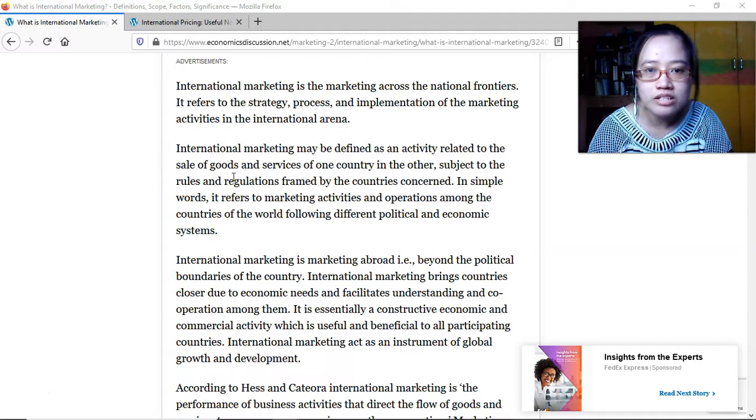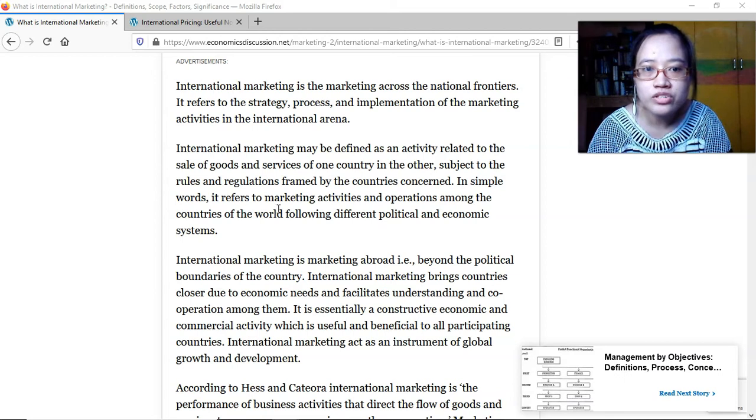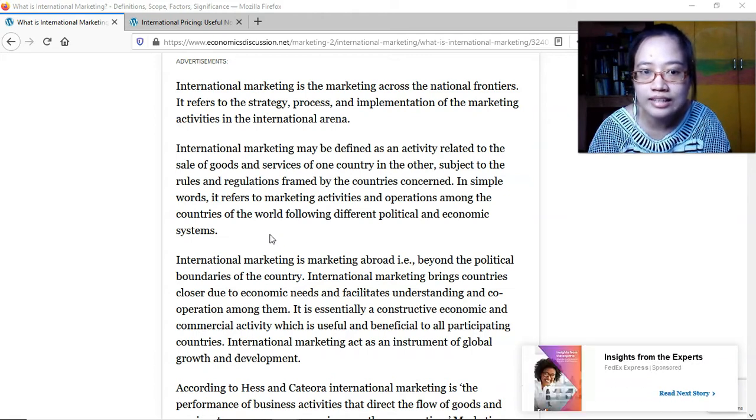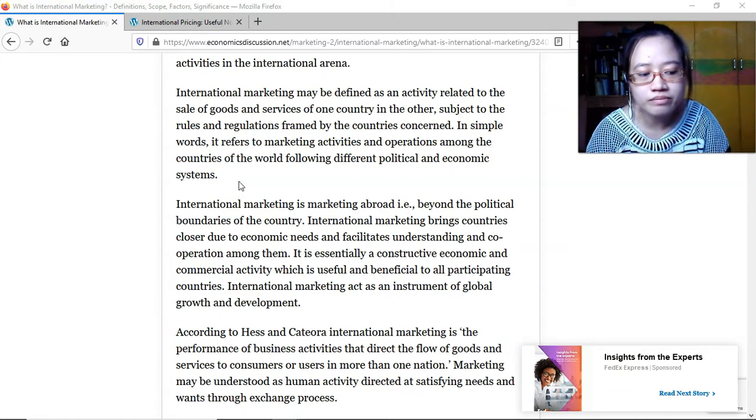International marketing may be defined as an activity related to the sale of goods and services of one country in the other, subject to the rules and regulations framed by the countries concerned. In simple words, it refers to marketing activities and operations among the countries of the world following different political and economic systems.